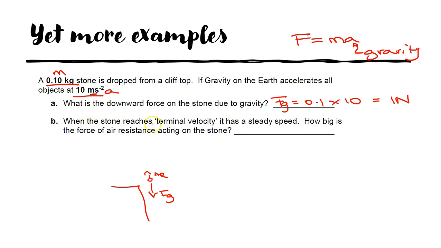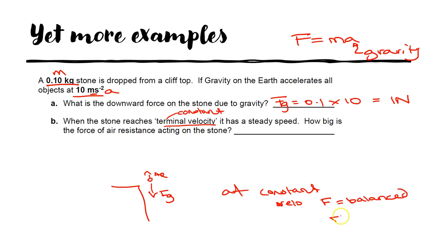We're told the stone reaches terminal velocity, remembering this is a constant velocity, so it has steady speed. How big is the force of air resistance acting on the stone? So at constant speed or constant velocity, we know that the forces must be balanced.